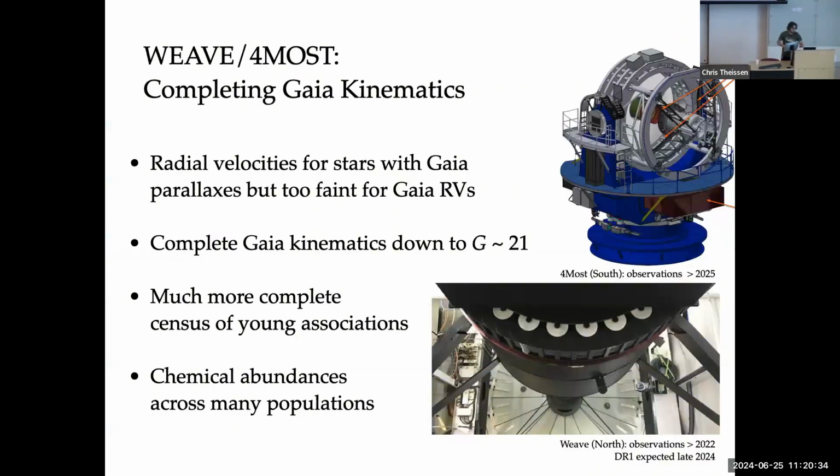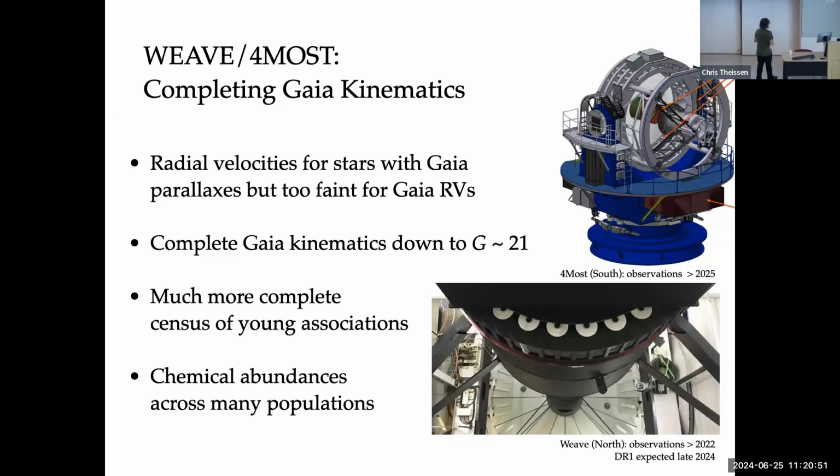And then there are also the WEAVE and 4MOST surveys that are currently gathering radial velocities for all those stars in Gaia that are too faint for the spectrometer. So we will get full 6D kinematics down to a G-band magnitude of 21.